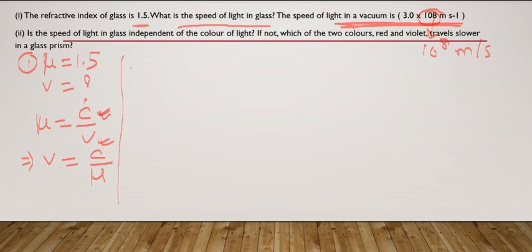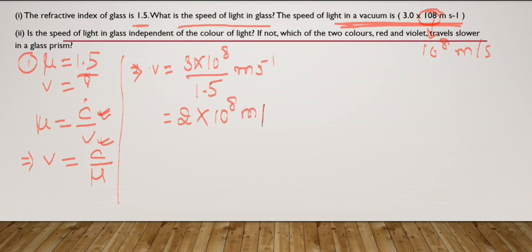So V can be written as C upon nu. Here V is equal to C, the value is 3 into 10 to the power 8, divided by nu, which is 1.5. Velocity's unit is meter per second. So finally we get the velocity 2 multiplied by 10 to the power 8 meter per second. This is the velocity of light in the second medium.